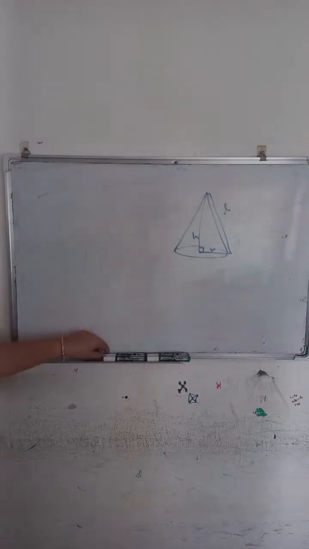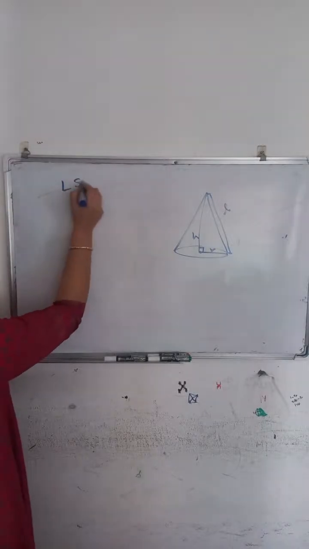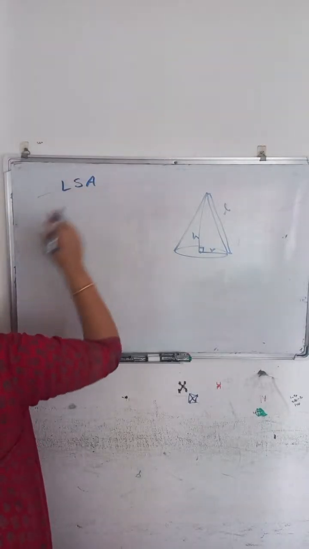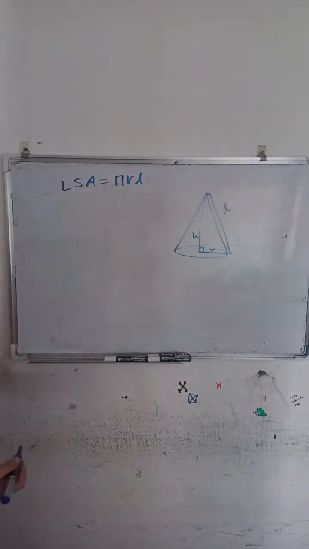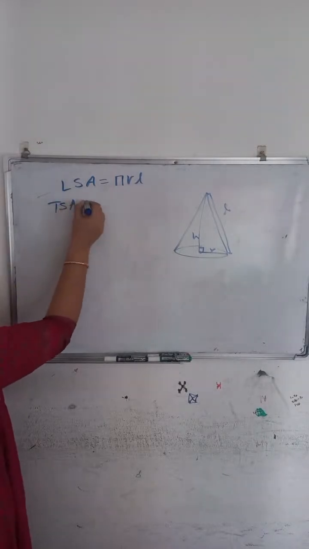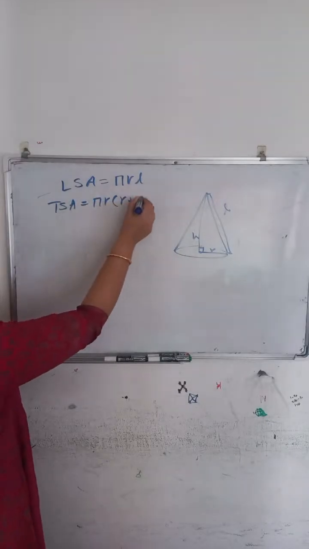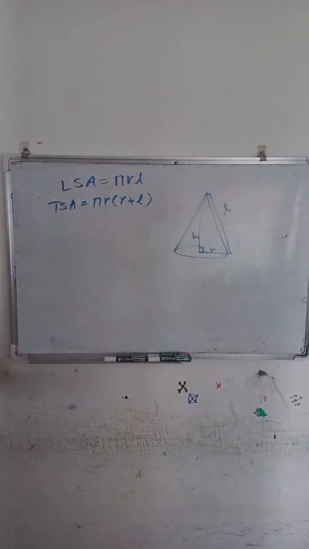Now once we have this cone, the LSA, that is lateral surface area, is only the curved top portion, so LSA is nothing but pi r L, where L is the slant height. And the TSA of the cone is nothing but pi r plus L, times r. Then we have the sphere also.